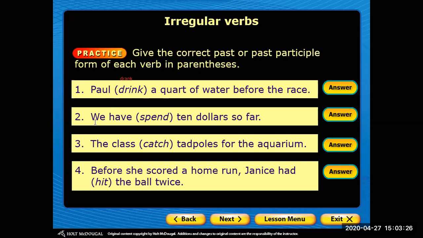Next, I'm going to move to my dear boy, Abdullah Al-Garni. We have spent $10 so far. Excellent, very good, Abdullah. We have spent. But my question is, because the verb spent in the second conjugation is similar to the third conjugation, which spent is this? The second conjugation or the third conjugation? Is it the past form or the past participle form? The past participle. Yes, very good. How did you know? Because we have before.